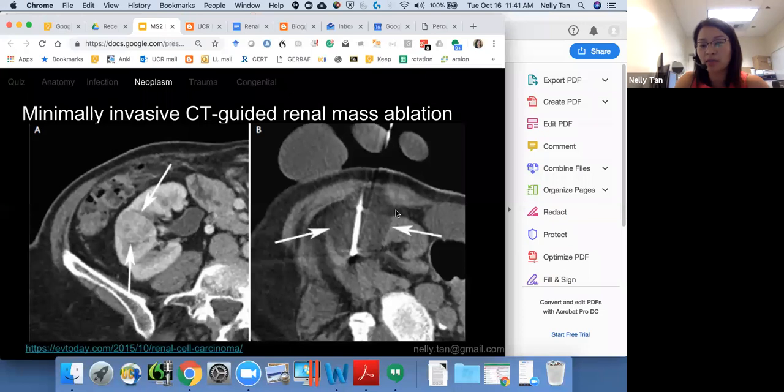Patients are hospitalized for a few days. There are a lot of problems. So sometimes less is more. This is what an ablation looks like.